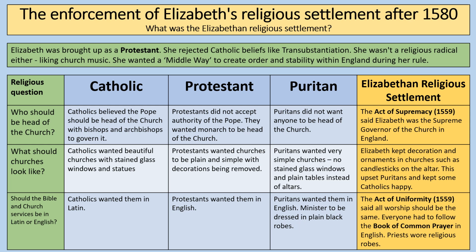Now, in the Act of Uniformity of 1559, Elizabeth's religious settlement said that all worship should be the same. Everyone should follow the same Book of Common Prayer in English, and the priests wore religious robes, and the priests actually wore Catholic vestments, and that was again another compromise towards the Catholics.